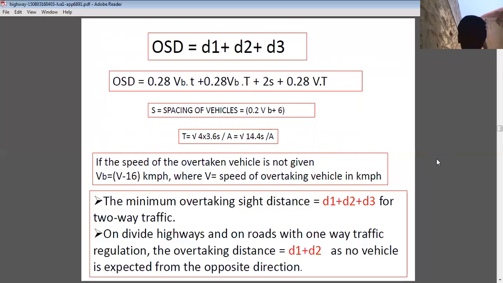In two-way traffic there may be a chance of another vehicle coming in the opposite direction. In one-way traffic there are fewer chances.